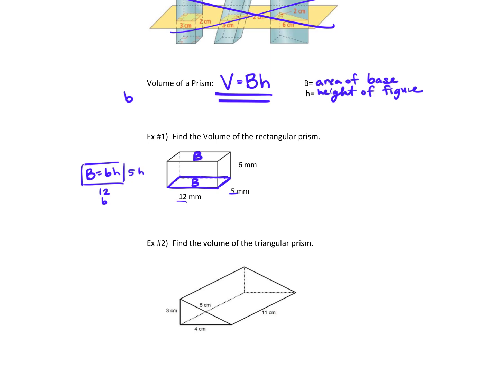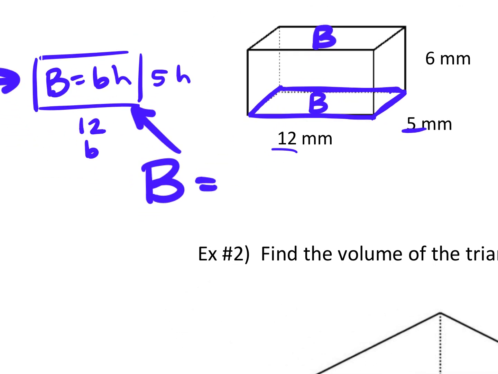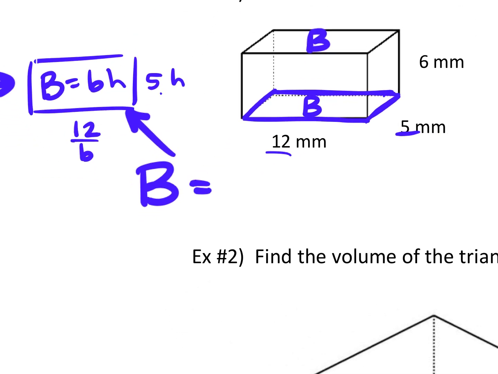I'm going to use top and bottom. So if this is our setup, B stands for the area of the base. Your base is a rectangle right now. How do you find the area of a rectangle? Base times height. So in this scenario, we're going to do 12 times 5.